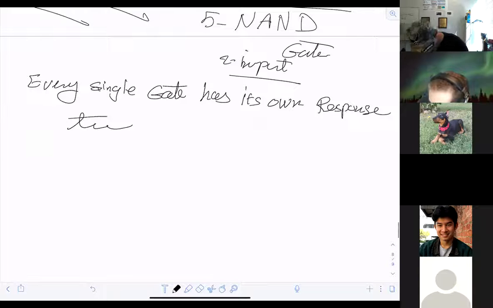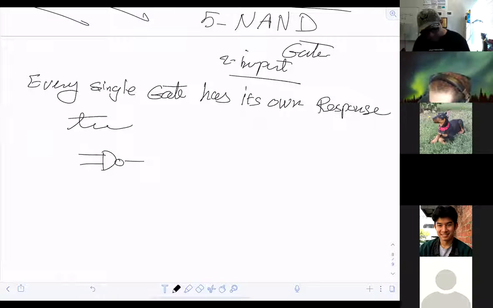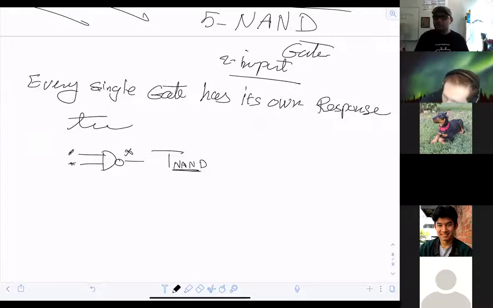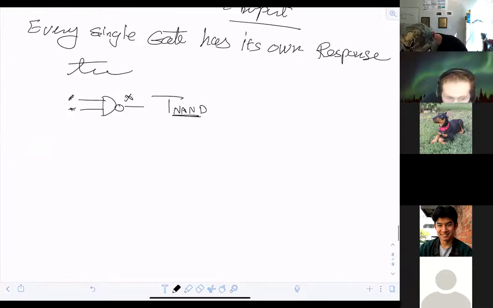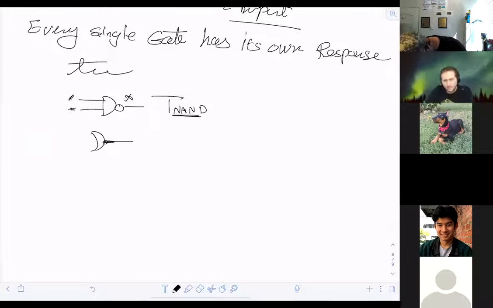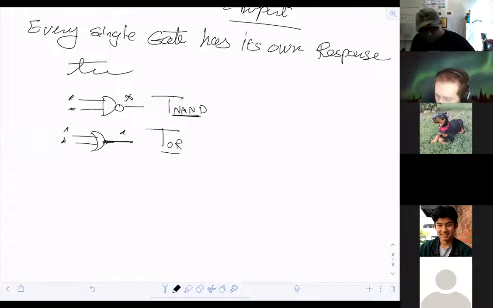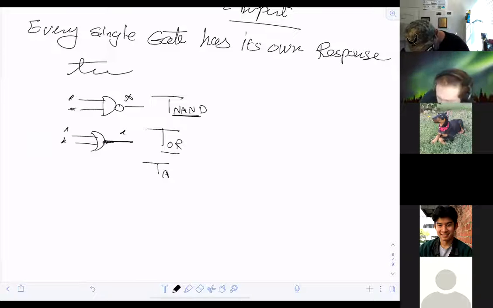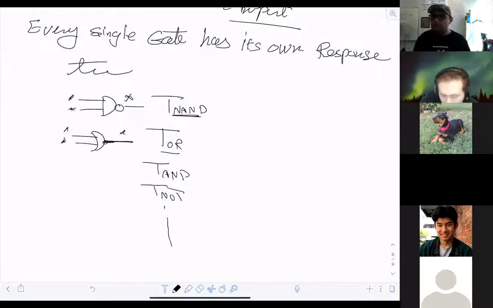So for instance, if I have a NAND gate, I consider that T NAND will be taken for the output to come out from the inputs going in. That makes sense? If I have an OR, T OR is the response time, right? And same thing for T AND, and same thing for the T NOT, and same thing for the XOR and XNOR and so on. Do you guys agree?